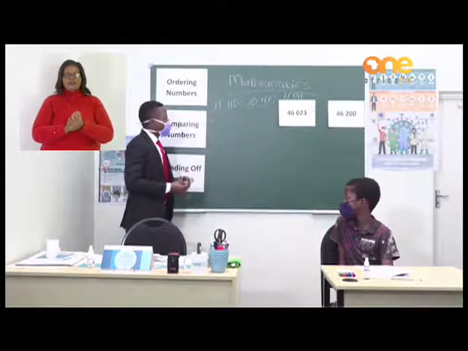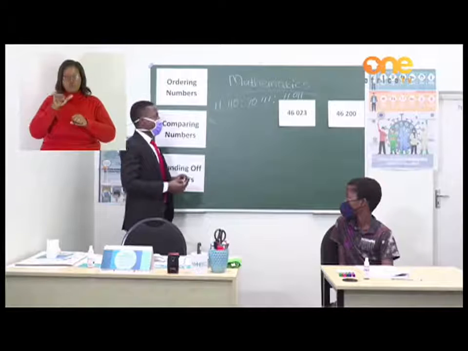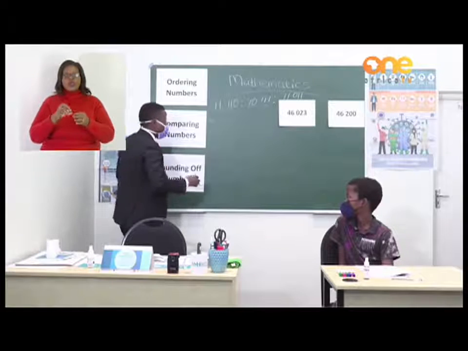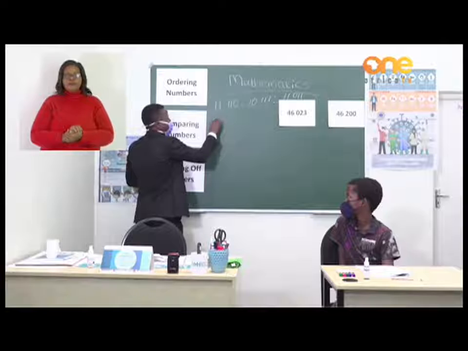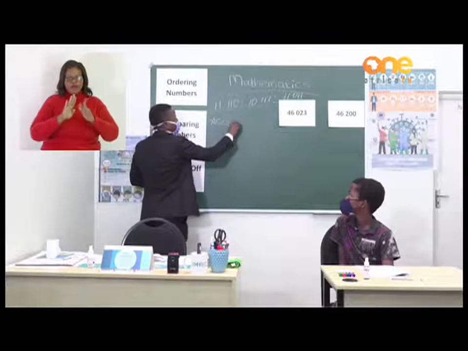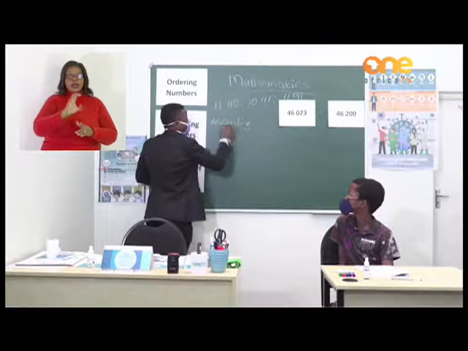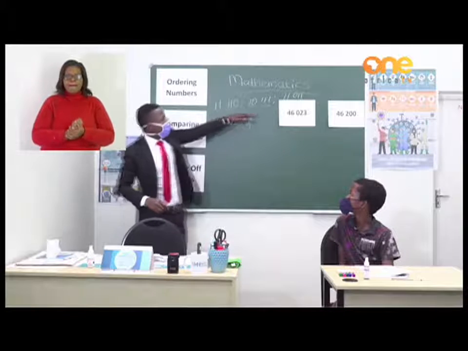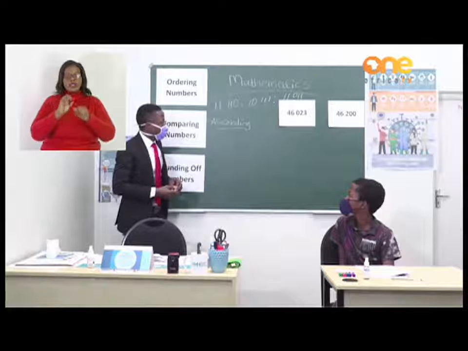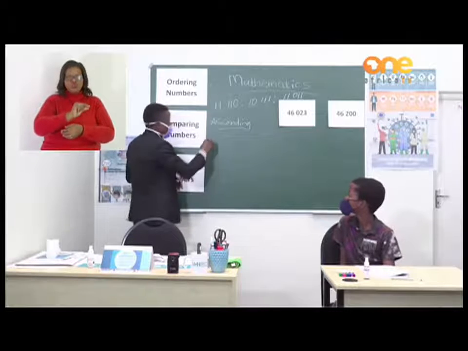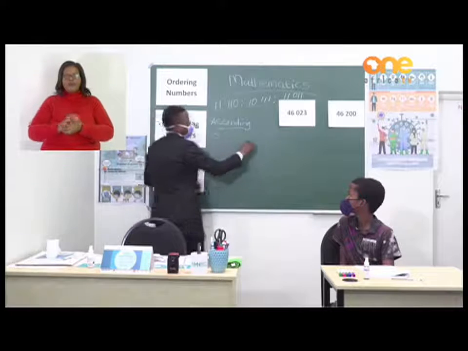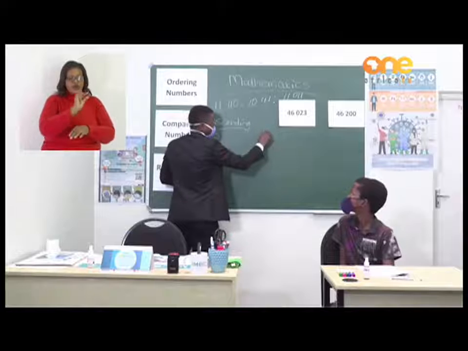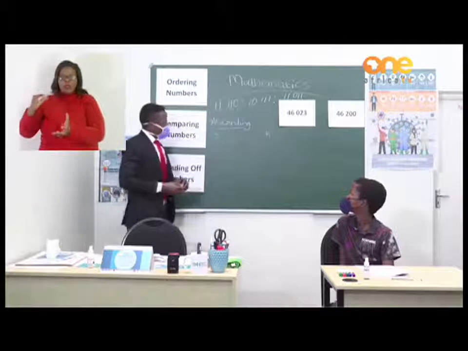which number is the smallest and then which number is the largest. Let's say we are putting them in ascending order. If I have to arrange these numbers in ascending order, I must first start with the smallest number, and I must end with the biggest number.